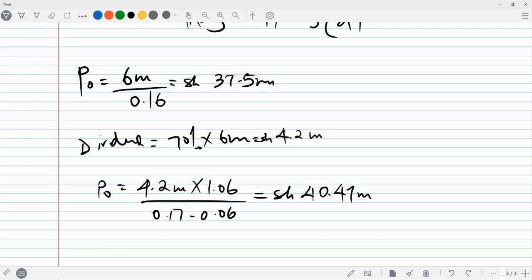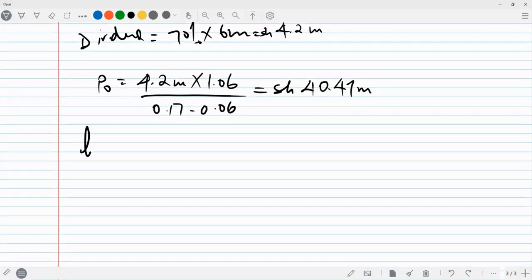40.47 million. Okay. The next policy, the company retains 45%. It means they pay 55% as dividend. Then the dividend will be equal to 55% of the earnings, 6 million. And you get how much with the dividend?